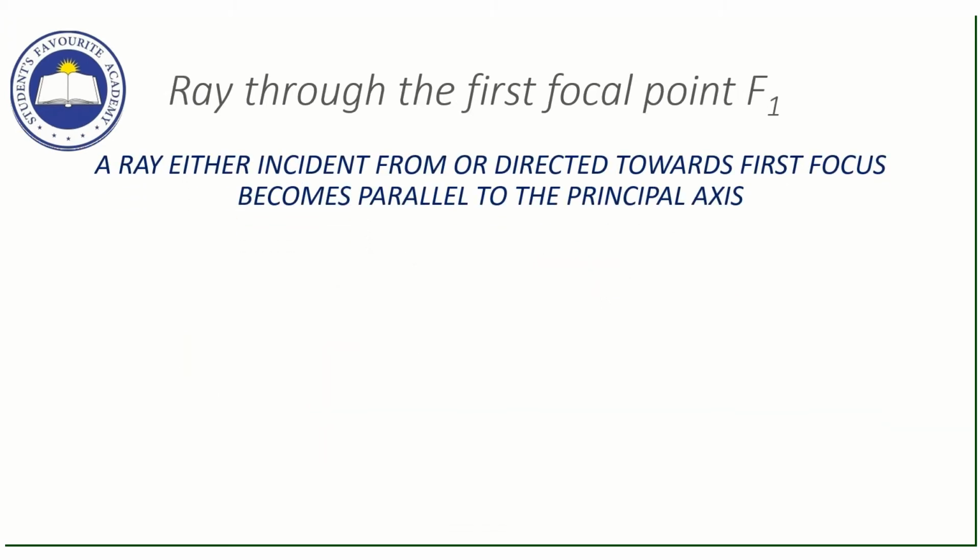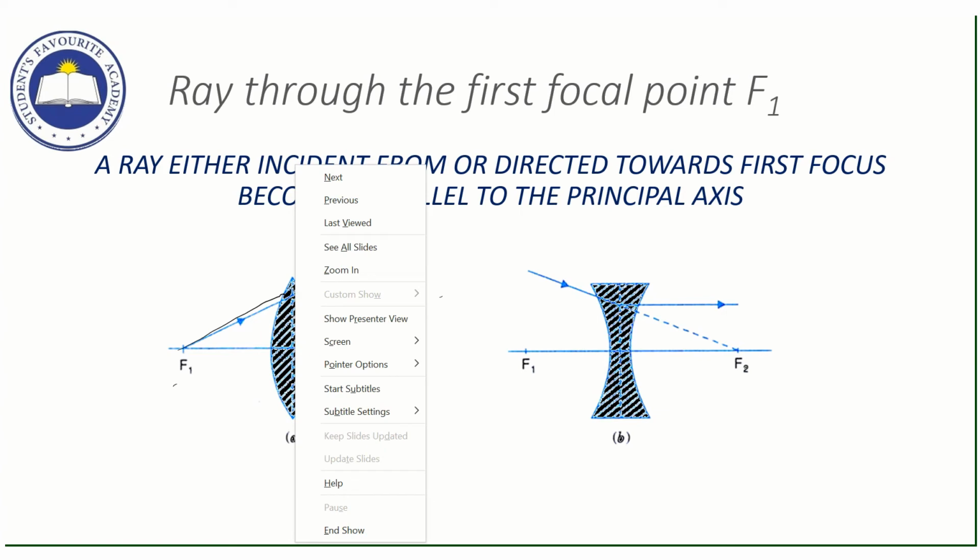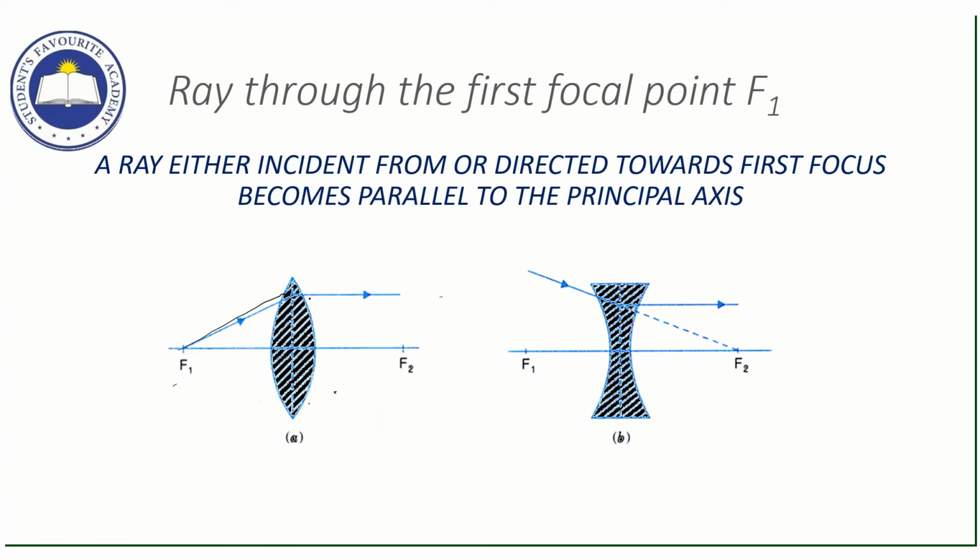A ray either incident from or directed towards the first focus. Now it is the reverse. When a ray is incident on the lens through the focus, then it goes parallel to the principal axis. In the earlier case, you saw a ray which is incident parallel to the principal axis either passes through the focus or appears to pass through it. Now here the ray is passing through the focus and is incident on the lens. So after refraction, it will go parallel to the principal axis.